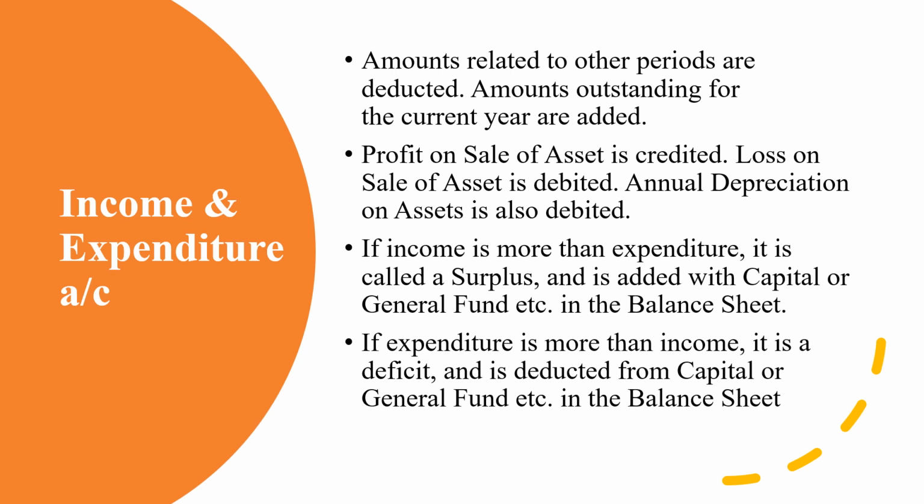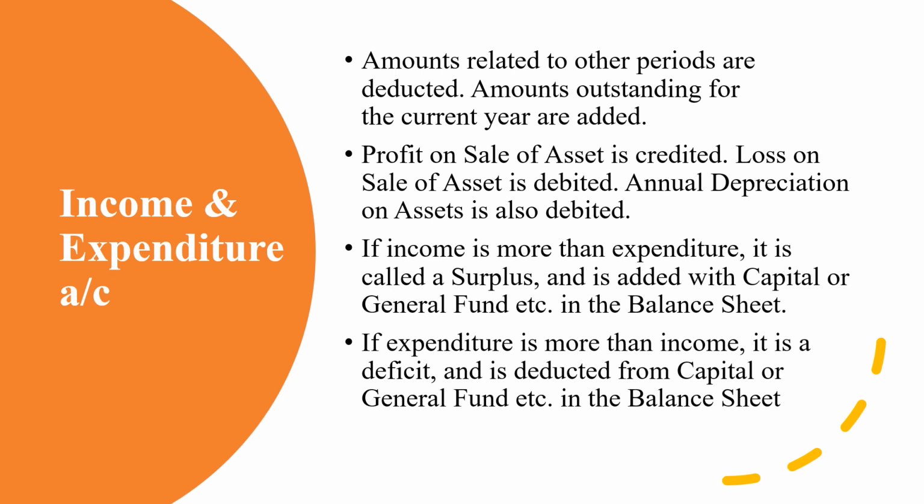If income is more than expenditure, it is called a surplus and it is added to the capital or general fund in the balance sheet. Similarly, if expenditure is more than income, it is a deficit and it is deducted from the capital or general fund in the balance sheet. So the end result of the income and expenditure account is either a surplus or a deficit. Surplus indicates that incomes are more than expenses. Deficit indicates that your expenses are more than the incomes. Surplus or deficit both are transferred to the balance sheet.